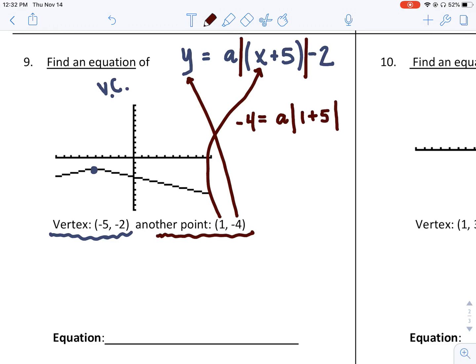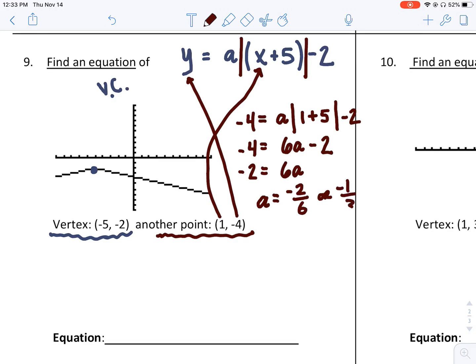Does that sound right to anyone out there? The absolute value of 1 plus 5, minus 2, is equal to -4, of course times a. So now we have -4 equals 6a minus 2. If you're following along with number 9, if I add 2 to both sides, that's going to give me -2 on the left side is equal to 6a. If I divide both sides by 6, I would get a to be -2/6 or -1/3. Anybody second that answer out there? You do? Bada bing. -1/3 for a.